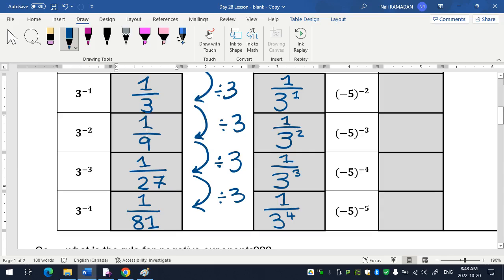Okay, let's do the next column. But the next column is different because my base is what? Come on, what's my base? Negative. Okay, let's see if the same rule applies. Although we have negatives, so we have to be slightly extra careful. Okay.